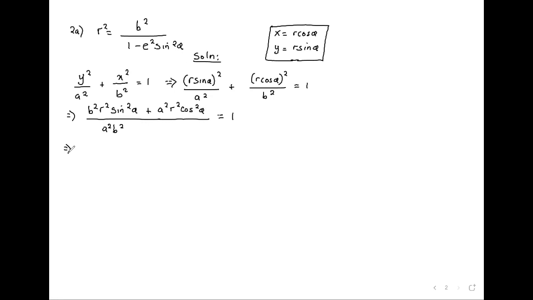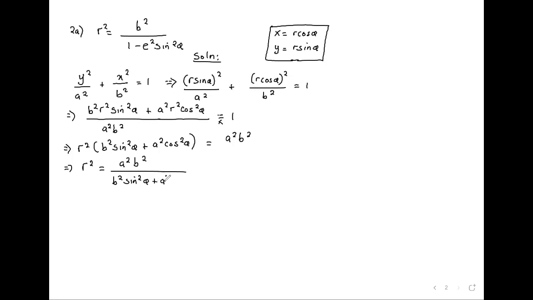So from there, we cross multiply. As you cross multiply, you can factor out what is common there, the r squared. Remember, our target is to solve for r squared. So you factor out r squared, we remain with b squared sine squared theta plus a squared cos squared theta. This is equal to a squared b squared as you cross multiply. Then you divide. We want to remain with r squared, so we take everything else to the other side. So we have b squared sine squared theta plus a squared cos squared theta.